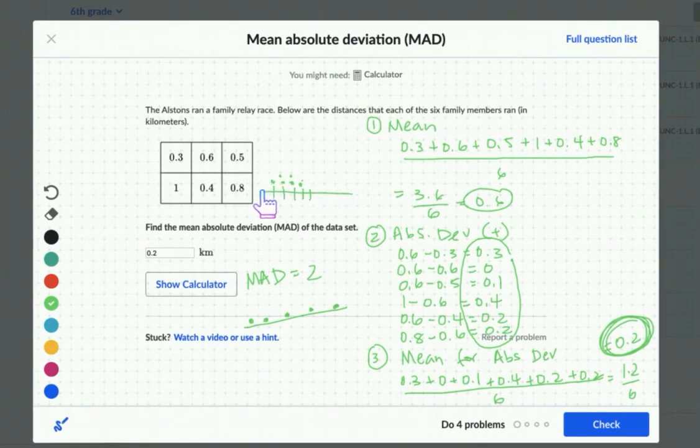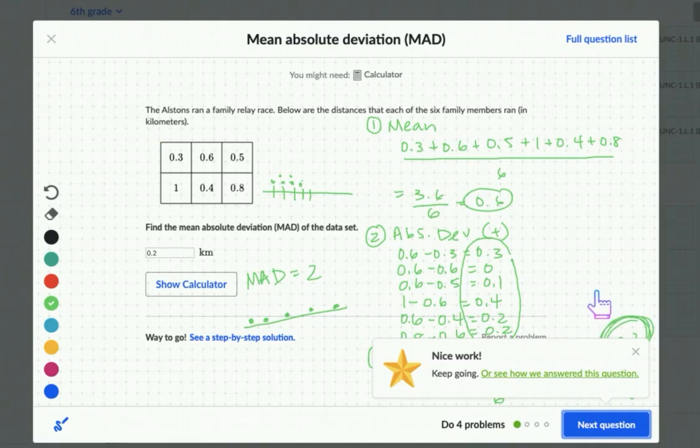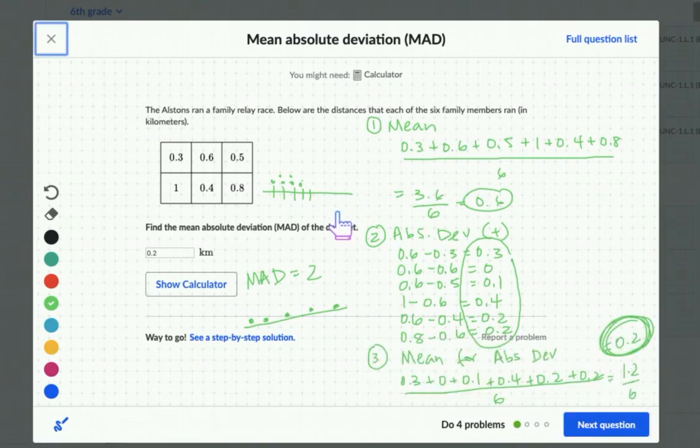So that means that your numbers are not very spread out. All right, so that's an example of one that is more spread out and one that's less spread out, this one right here. Let me know if you have any questions as you work on these problems, and I'll see you in class.